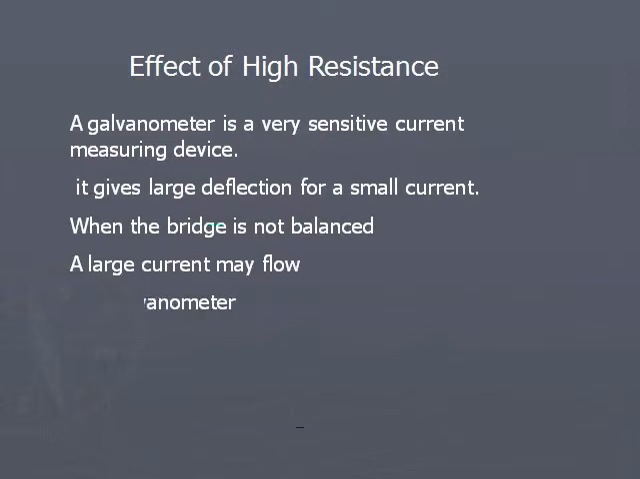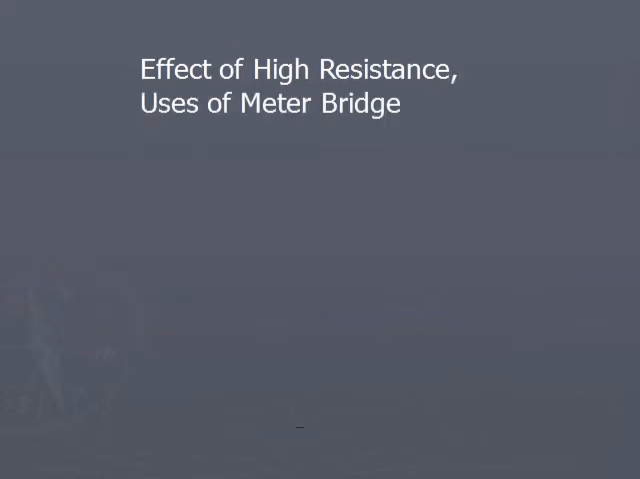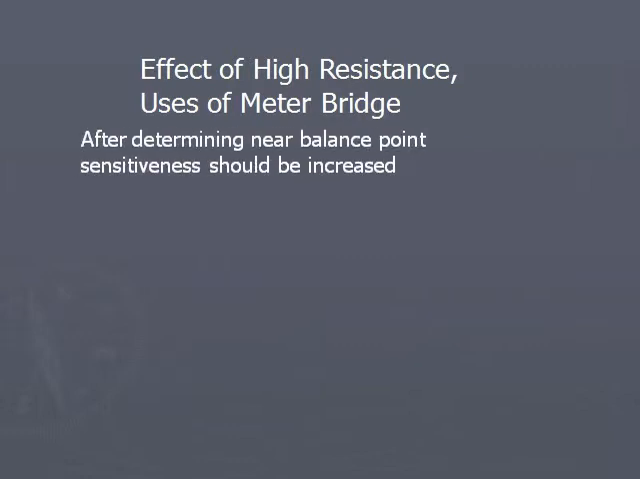When the bridge is not balanced, a large current is likely to pass through the galvanometer, especially when we press at the ends of the meter bridge wire. So we have to decrease the current through the galvanometer. For this purpose, we connect a high resistance in series with the galvanometer to protect it from high currents.